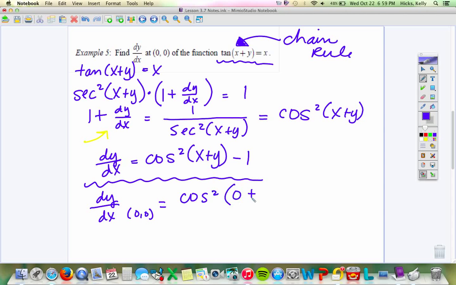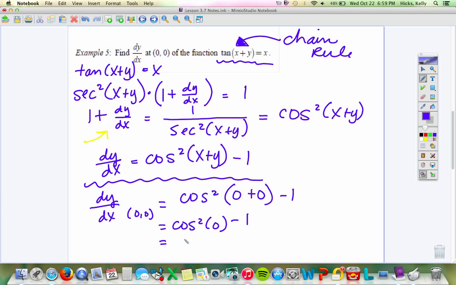What will that give us? That will give us the cosine squared of 0 plus 0 minus 1, which is the same thing as the cosine squared of 0 minus 1. I think I said plus just now, but I wrote it right. All right, so what is the cosine of 0?